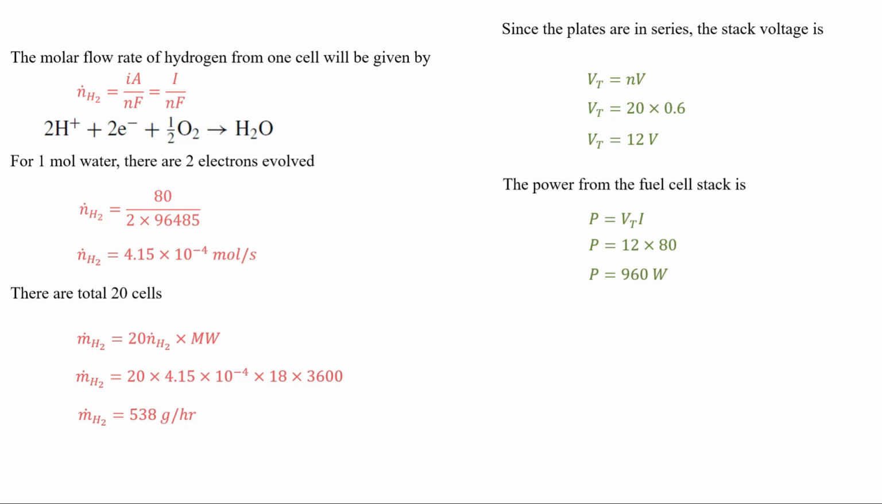Then we utilized the basic electricity concept, that if we combine cells in series, then it will increase the voltage. Each cell is producing 0.6 volt. There are total 20 cells, so total voltage from a fuel cell is 12 volt. And if we talk about the power from a fuel cell, power is nothing but the product of current and voltage. So by multiplying current and voltage, the power from a fuel cell comes out to be 960 watt.